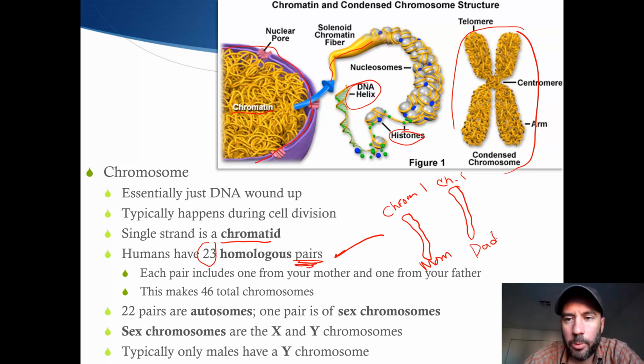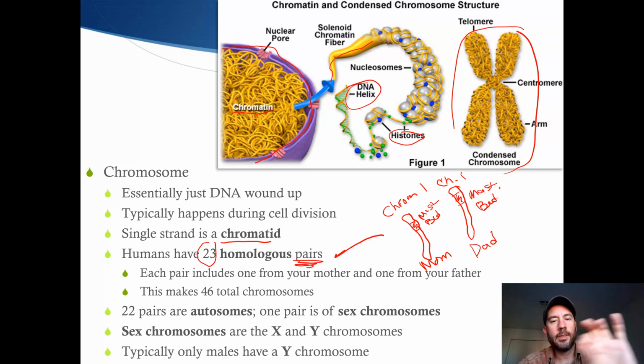Now going back to the blueprint analogy, these are called homologous because let's say here's a section of chromosome 1 that codes for your master bedroom, and the same section of your dad's codes for a master bedroom. Okay, so they're homologous because they carry instructions for the same things.